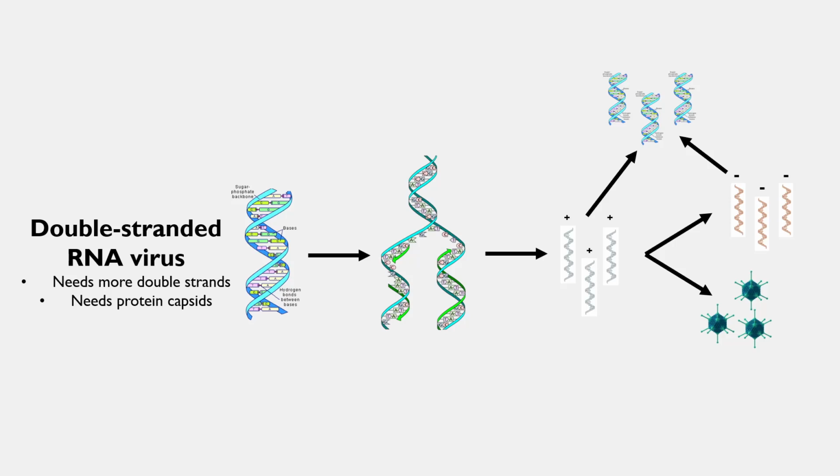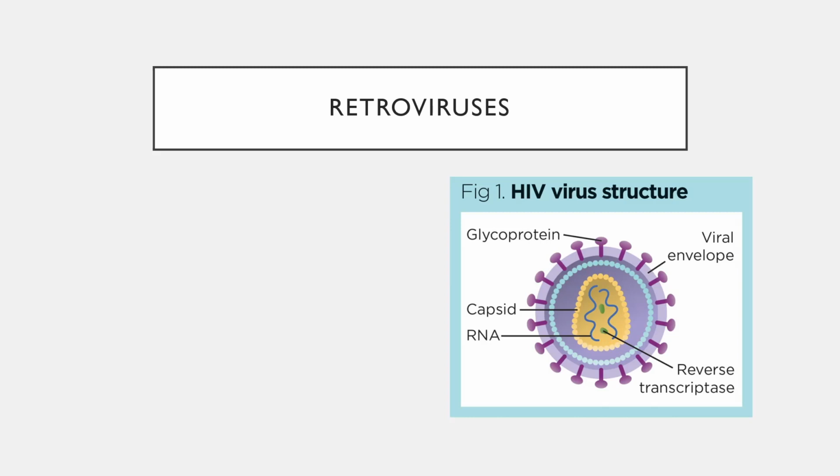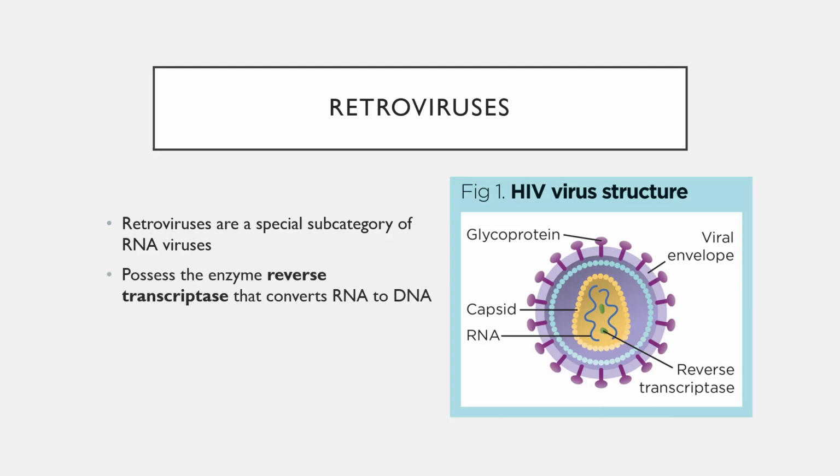Our third and final category of animal viruses to discuss are the retroviruses. So far, we've talked about DNA viruses, we've talked about RNA viruses, and now we're going to talk about retroviruses, which are actually a special subcategory of RNA viruses. The thing that sets retroviruses apart from other types of RNA viruses is that they possess a special enzyme called reverse transcriptase, which takes their RNA genome and converts it to DNA.